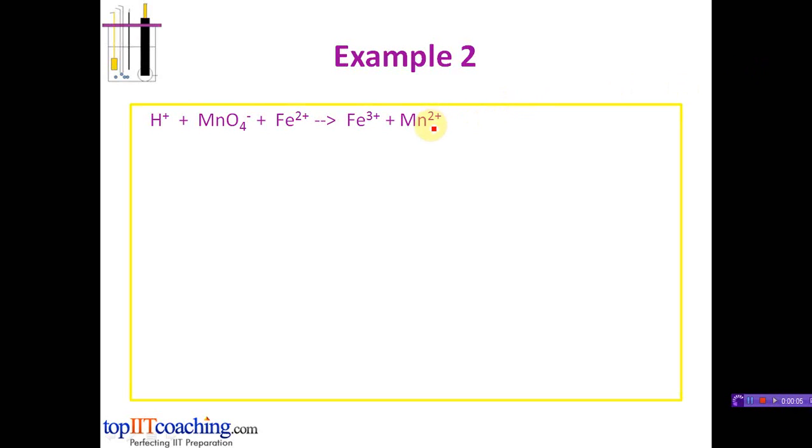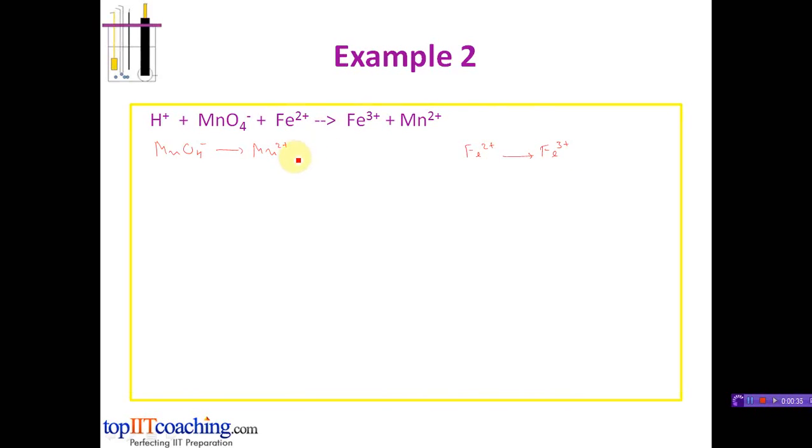Now we have to balance this redox reaction using the ion electron method. So the first step is to split this reaction into two half reactions, one for oxidation and the other for reduction. This is the one half. MnO4 minus gets converted into Mn2 plus, and the other half is Fe2 plus getting converted into Fe3 plus. This is the reduction half and this is the oxidation half.